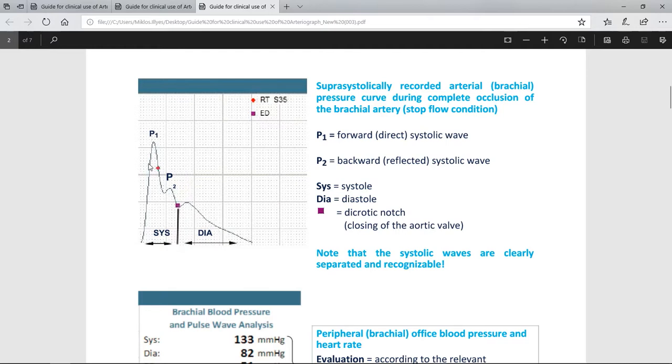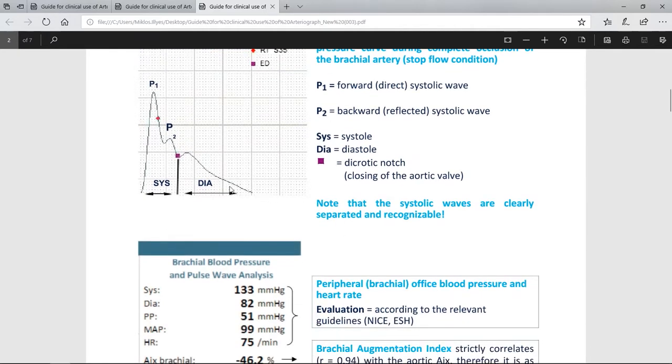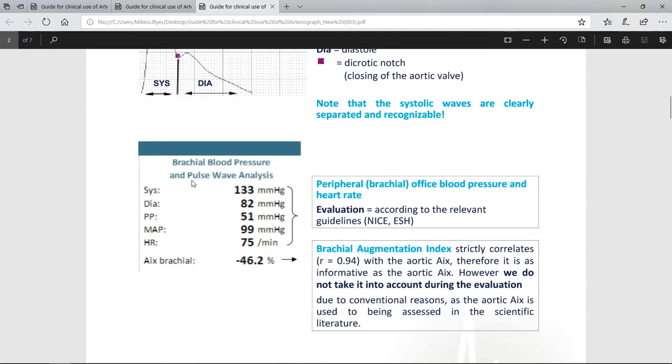It is worth mentioning that during the suprasystolic recording, the first and second systolic waves are very nicely and clearly separated and very easily recognizable. This is the fundamental basis of the operation of the Arteriograph. The device provides the peripheral blood pressure data and peripheral pulse wave analysis as well. We can see the peripheral systolic blood pressure, diastolic blood pressure, pulse pressure, mean arterial pressure, and heart rate.